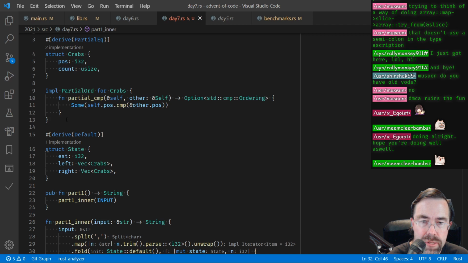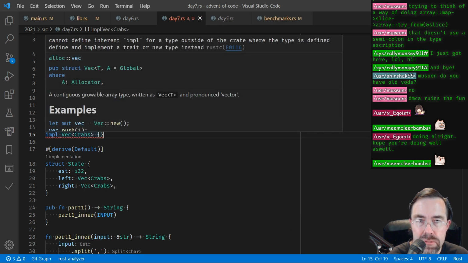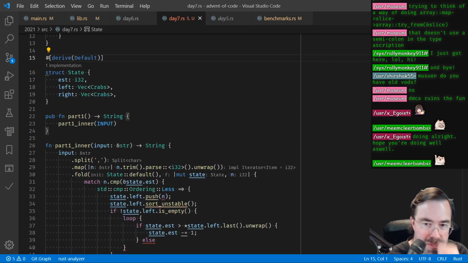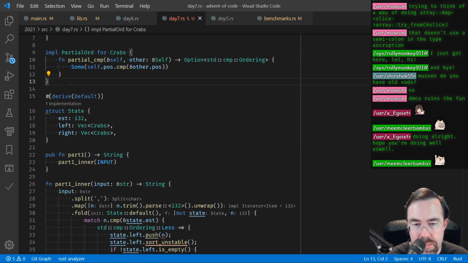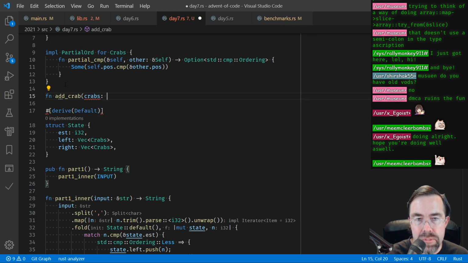Can I implement something for that? I cannot. Nope, because the vector is defined outside. Okay, so then I'll just make a function, I guess. So, function add crab. Crabs, borrow mutably some crabs, a vector of crab.